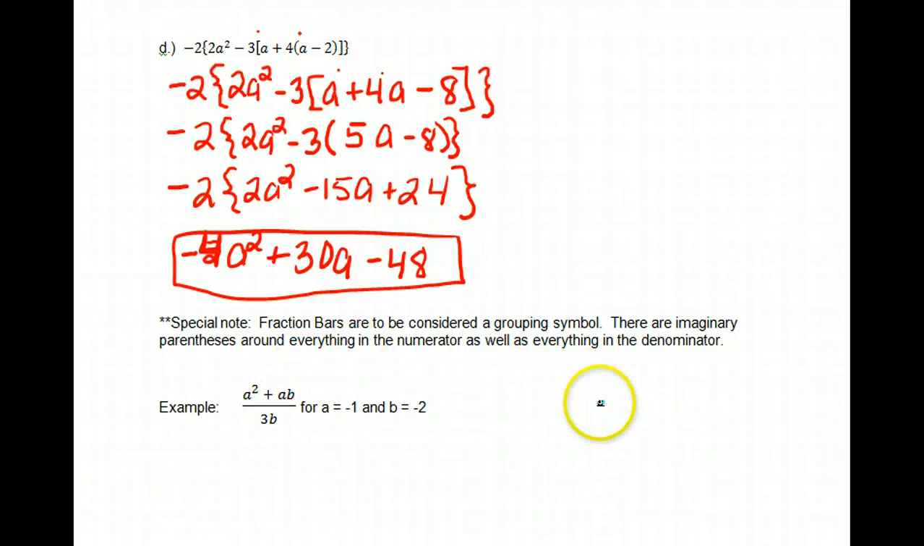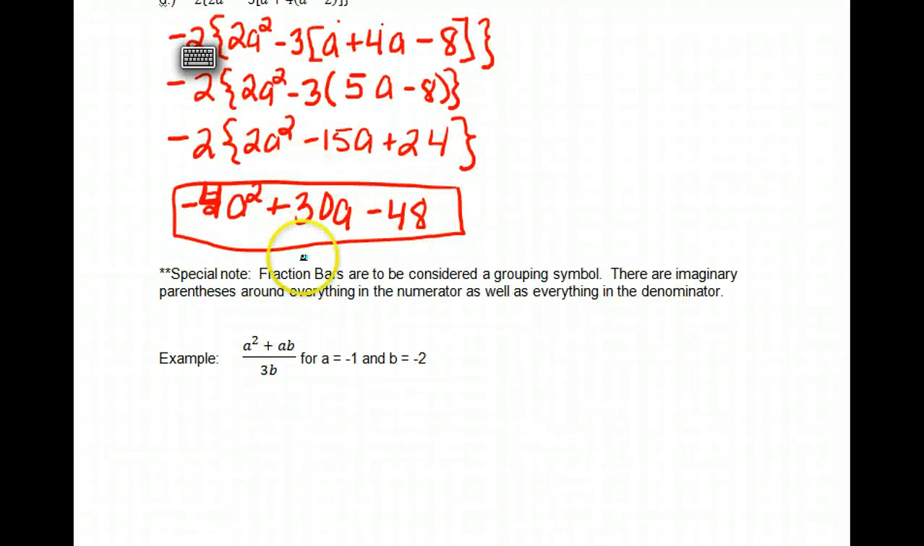Now one special note that I do want to point out to you here, and this is our last example, is that fraction bars are to be considered a grouping symbol. There are imaginary parentheses, if you would like to think of it this way, around everything that is in a numerator, as well as everything that is in a denominator. So if you have more than one term that is written in a numerator or denominator, you need to say to yourself, hey, there's imaginary parentheses here, and that makes them a group.